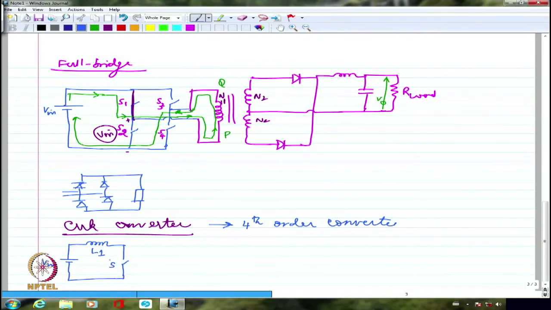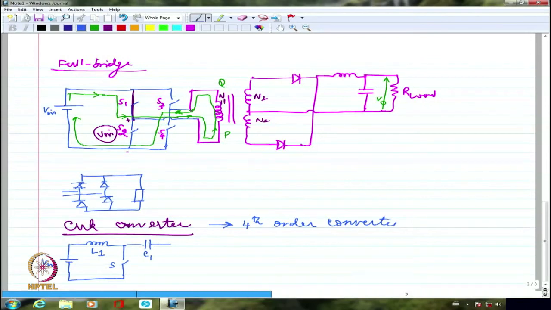So the front end looks exactly like a boost converter. The boost converter starts like this, right? After this, I'm going to have a capacitor, and the capacitor values chosen are generally large, because of which the ripples are generally neglected. Whatever is the ripple across the capacitance voltages, those are neglected.